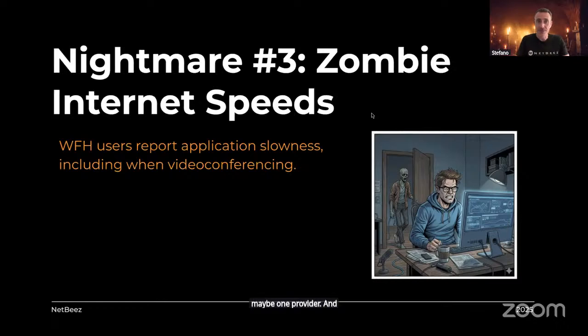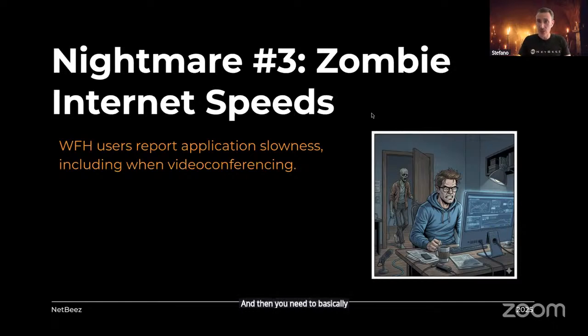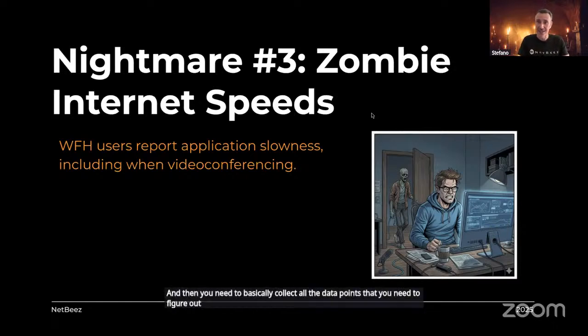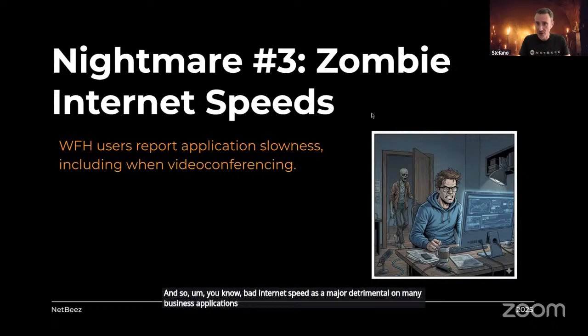And problems with internet speed are very difficult to troubleshoot, especially if you're decentralized IT and this person is working remote. You need to assist the remote user to run the test. Maybe you have to guide them over the phone, maybe do a remote desktop, and then collect all the data points you need to figure out if it actually is an internet speed problem, or could be something else, of course. Bad internet speed has a major detrimental effect on many business applications, including video conferencing.